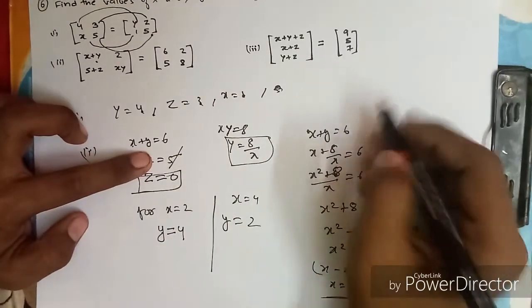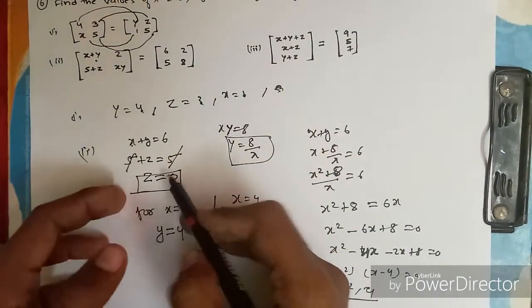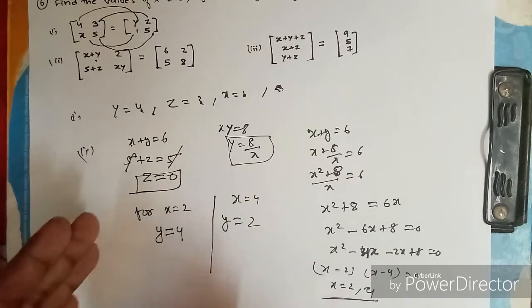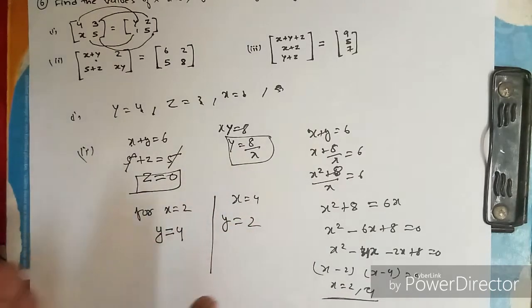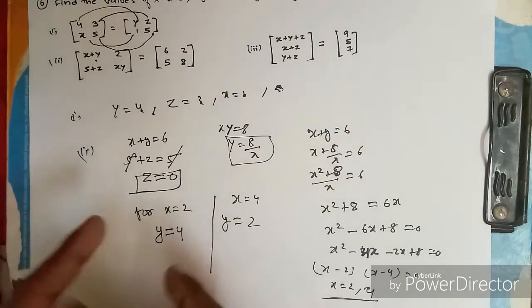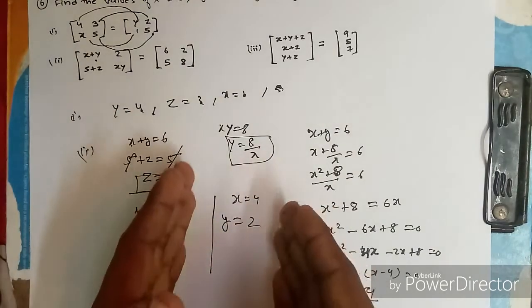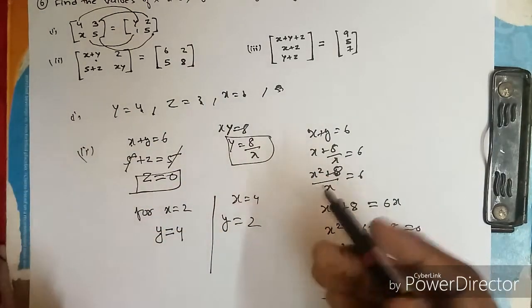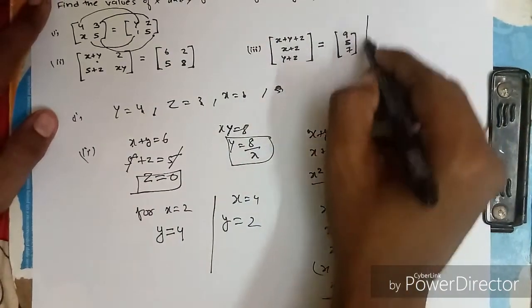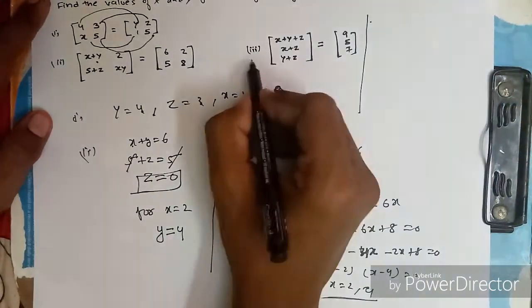Okay, so we have found the value of z, and we have found the value of x and y. There are two conditions that arise for x and y. If the value of x is 2, then the value of y is 4. If the value of x is 4, then the value of y is 2. Now let us take the next problem, which says this one.